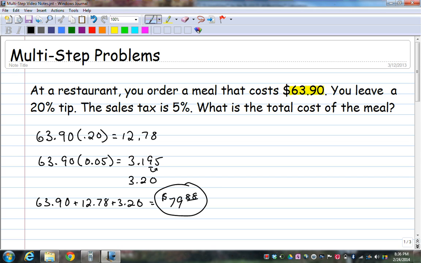Now, I always have students ask, well, can't you just add those 2 percentages together? So in other words, add this and add this. The answer to that is yes, as long as you're finding 20% and you're finding 5%, both of the same number, which you are here. So in other words, you could do 63.9 and you can multiply it by 20 plus 5 or 25%.